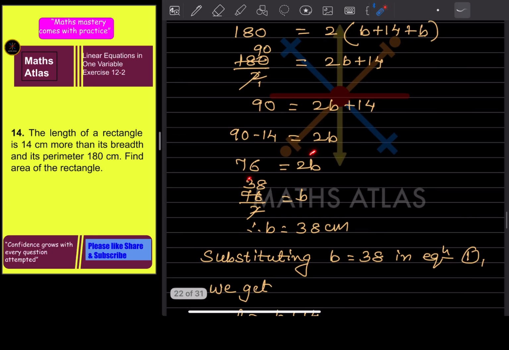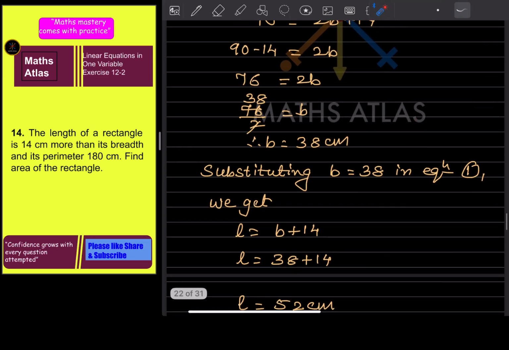So 76, this is multiplication. So 2 will go here. That will get divided, which will be 38. So b is going to be 38 centimeter. But we want the area. So now we got the breadth. Now let us find out the length first.